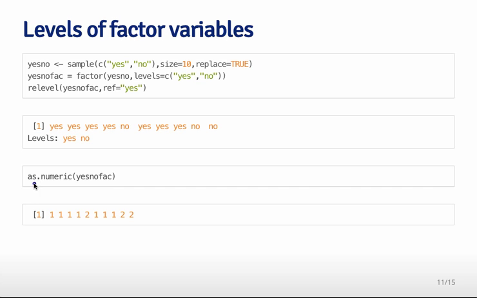Another thing that you can do is use the as.numeric command to change that factor variable back into a numeric variable if you want to use it in certain kinds of models. This can be a useful thing to do. And one thing that it'll do is start with the lowest value and call that 1, and then the next lowest value and call that 2, and so forth.